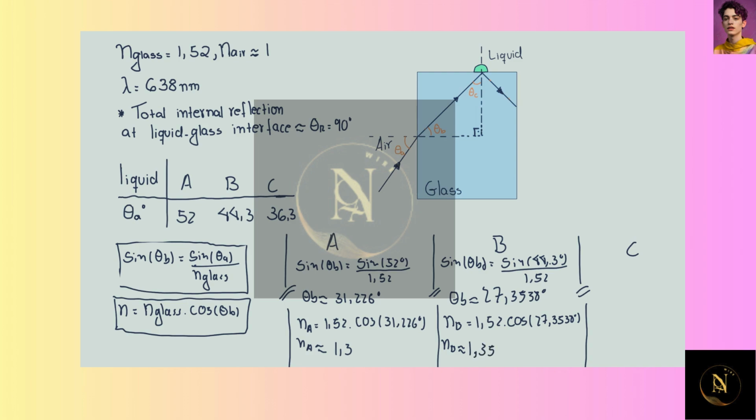1.35. Now, for liquid C, we have the sine of theta B being equal to the sine of 36.3 divided by 1.52. This results in theta B of approximately 22.922 degrees. So the refractive index of liquid C is 1.52 times the cosine of 22.922. This results in a refractive index of approximately 1.4. And this is the answer to this question.